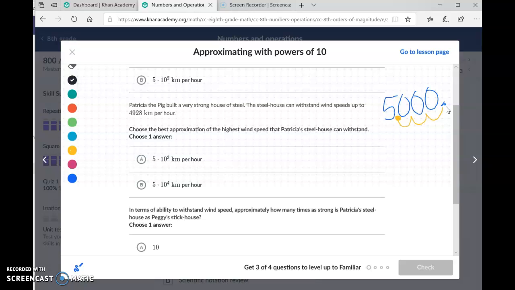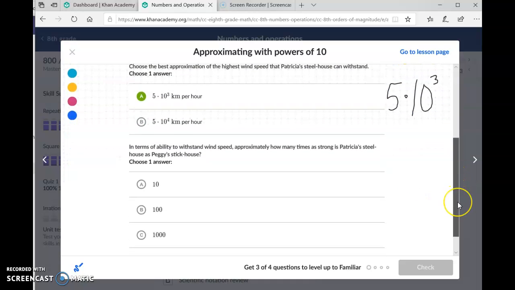So that number in front is definitely going to be 5, and then times, and of course it'll be 10, but to what power? Well, this is where this little jumping comes in handy. So I'm moving over 1, 2, 3. So that means my exponent would be 3. So 5 times 10 to the third power is very close to what this steel house can withstand. And that is this one right here. Okay, let's look at this last one here.